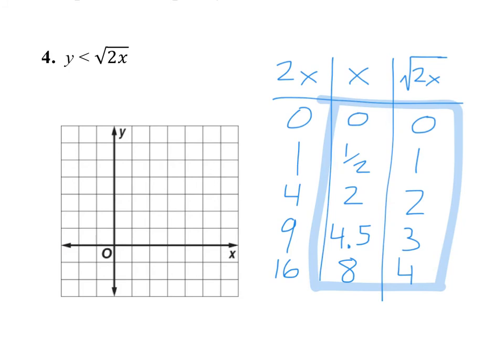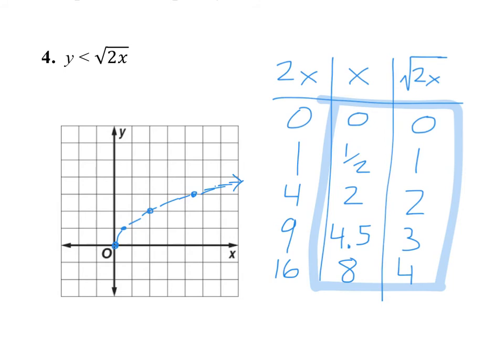All right, so 0, 0 is at the origin. 1/2, 1, 2, 2, 4.5, 3, and 8, 4 doesn't fit. All right, so now the only difference, do you need a solid or dashed line? You have to determine that because it's an inequality. We want a dashed line or curve for this one. So I draw it dashed.